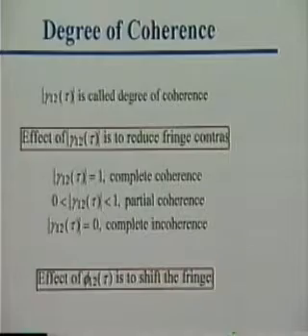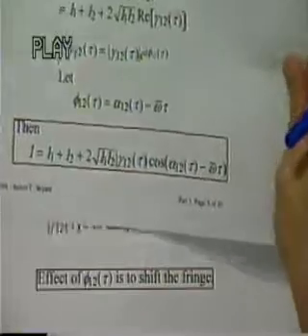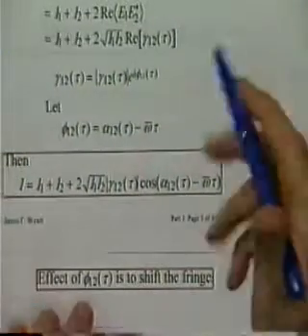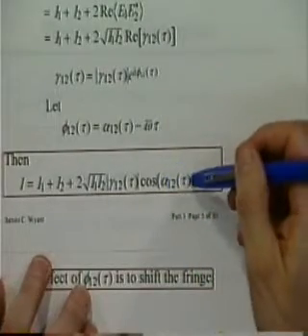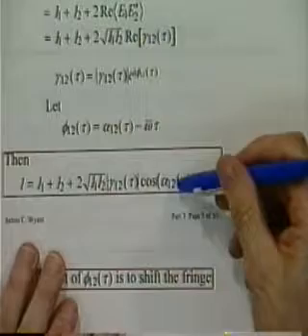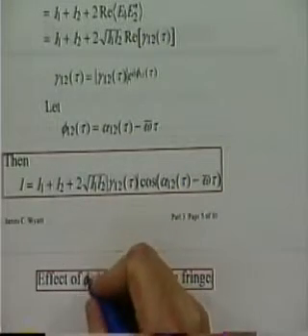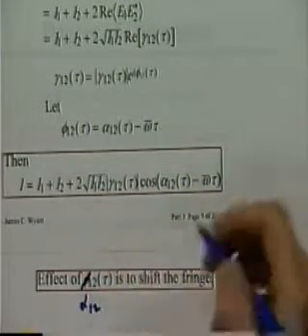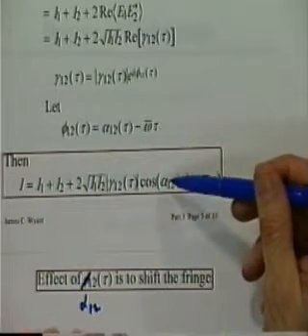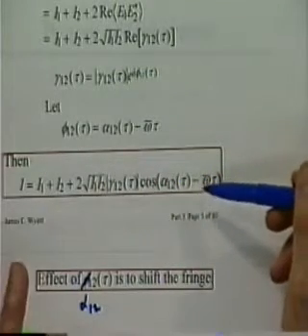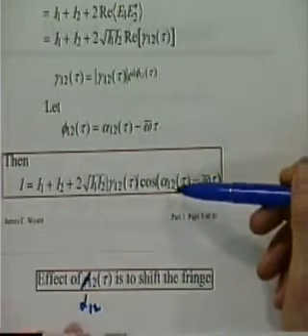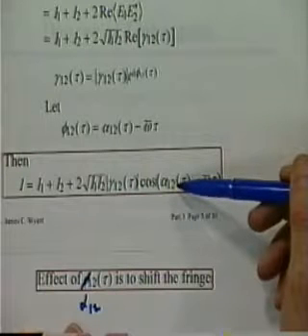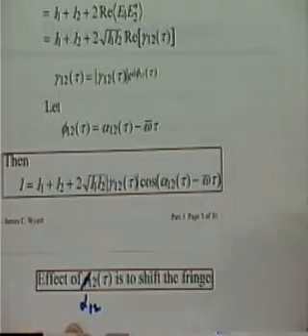Now we had this phase term, which should be alpha 1, 2 of tau. The effect of that is to shift the fringes. We don't know what it is yet, but we see that the magnitude here will reduce the fringe contrast, and the alpha here will shift the location of the fringes.